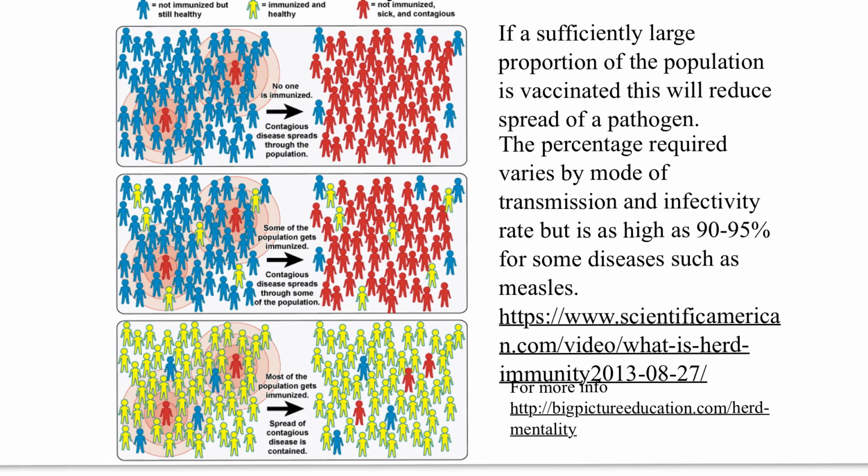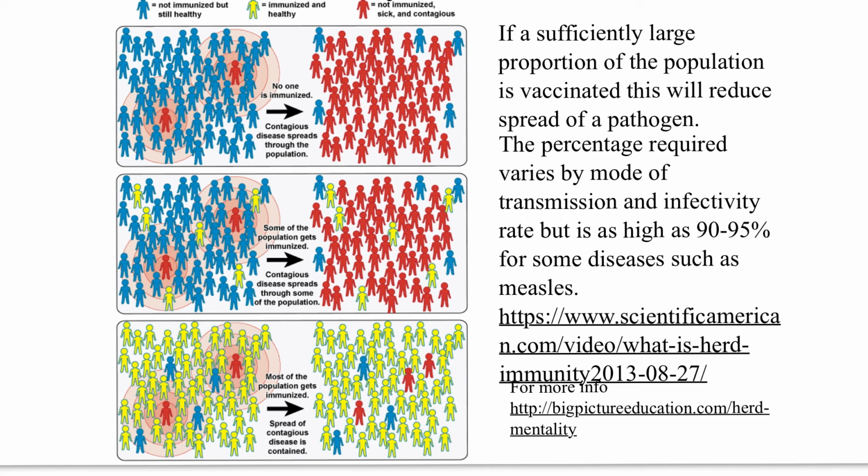So what is herd immunity? Herd immunity is when a sufficiently large proportion of the population is vaccinated. This will reduce the spread of the pathogen. The percentage of the population required to be vaccinated varies by mode of transmission and the infectivity rate. So how easily is it transmitted from person to person, and how infective is it? But for some diseases like measles, you need to vaccinate between 90 and 95% of the population in order to get herd immunity, essentially in order for the vaccination program to be worthwhile.